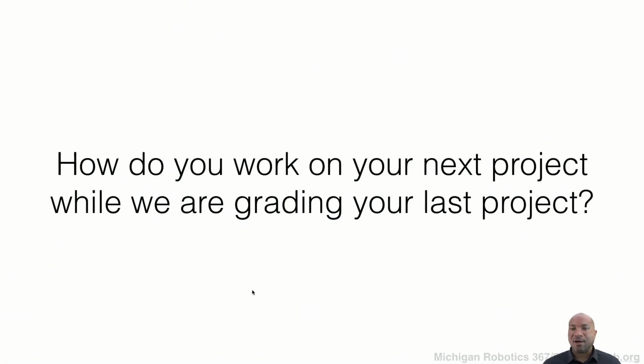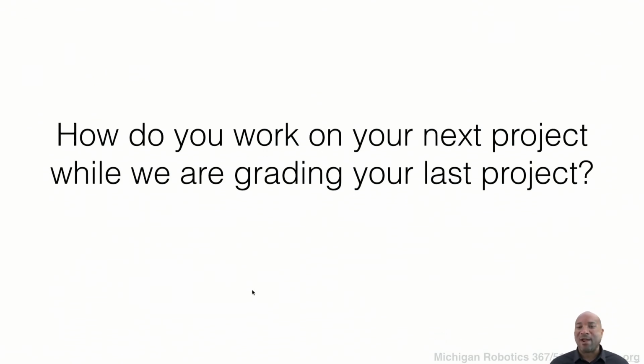And so one question you should ask yourself is, if we're doing this CI grader, and the grader is coming in and analyzing your code, but we're both looking at the same repository, how is the grader looking at the right version of the code, and not code that you might be breaking in order to get your next project working? And so how do you work on your next project while we're still grading your last project out of the same repository? And the answer to that is branching.